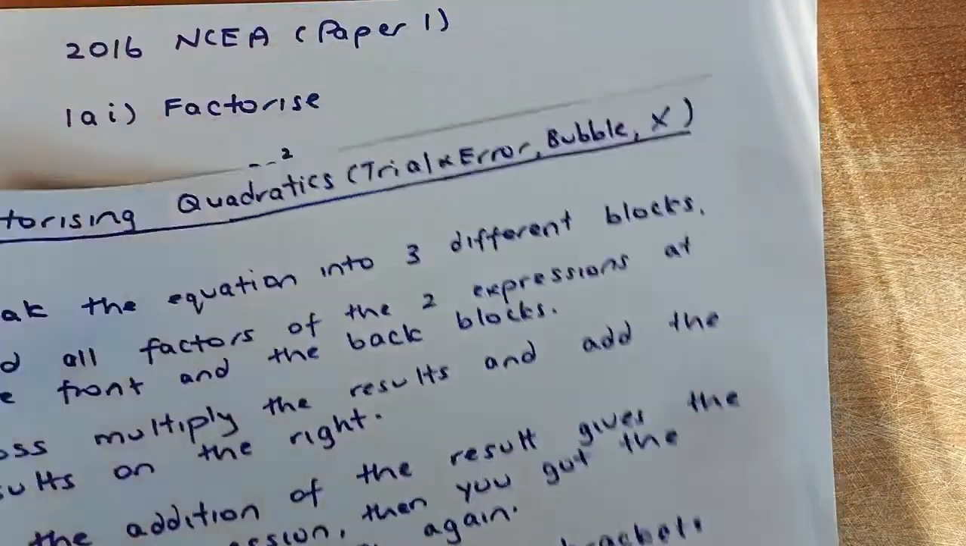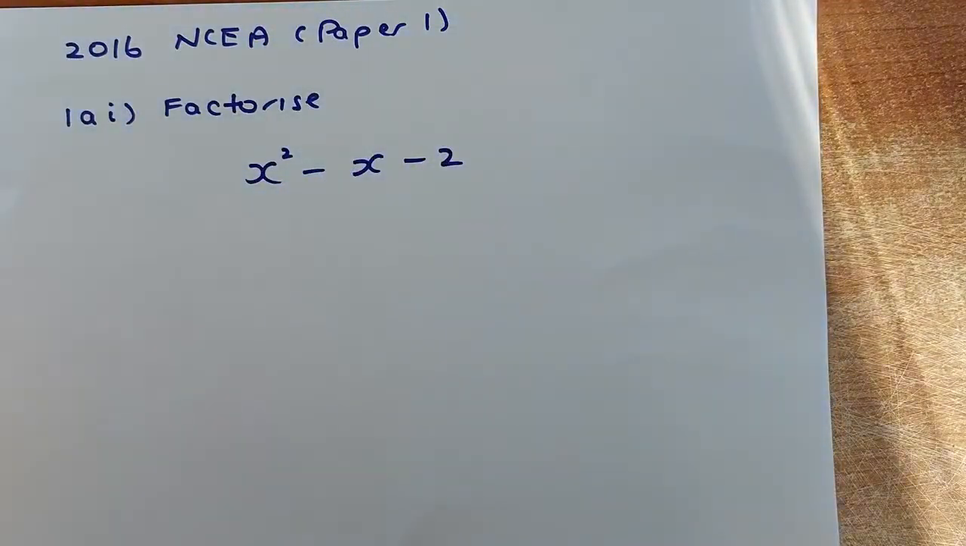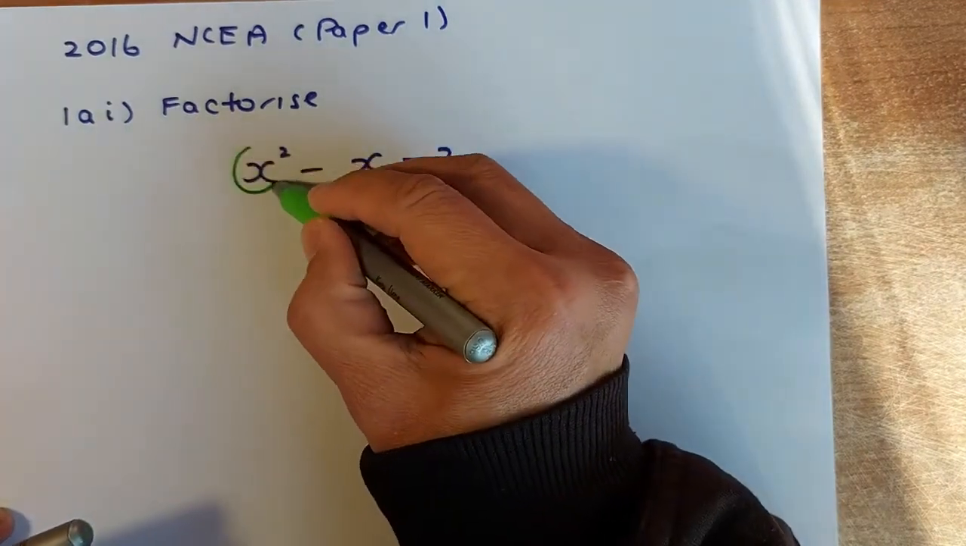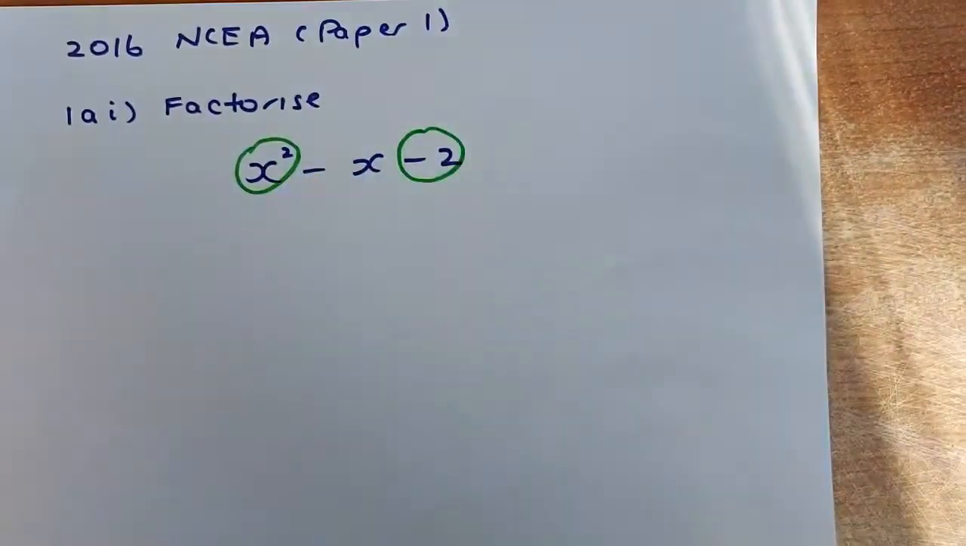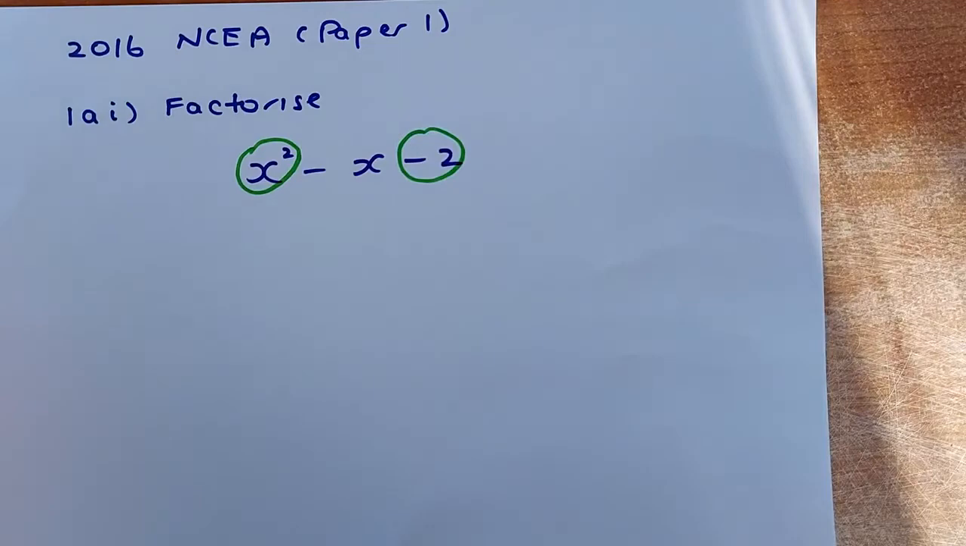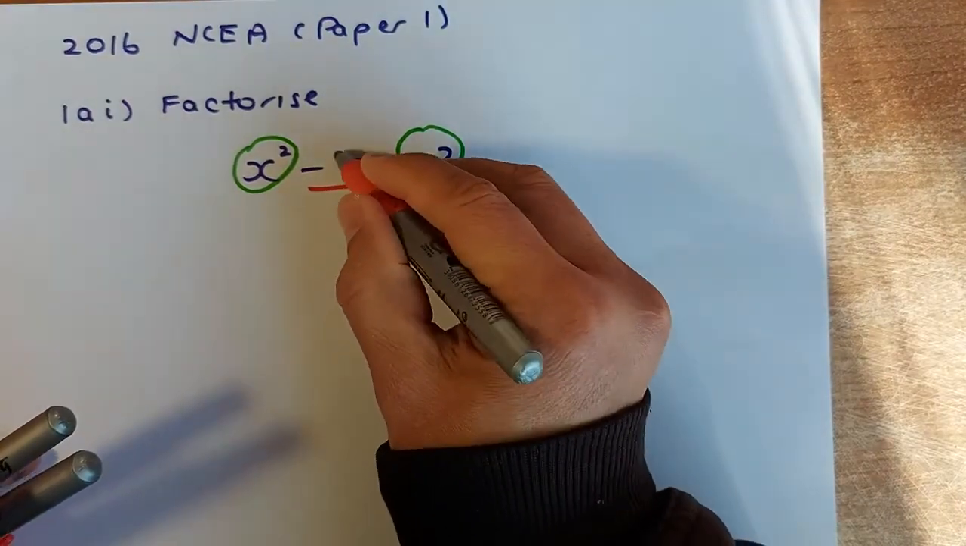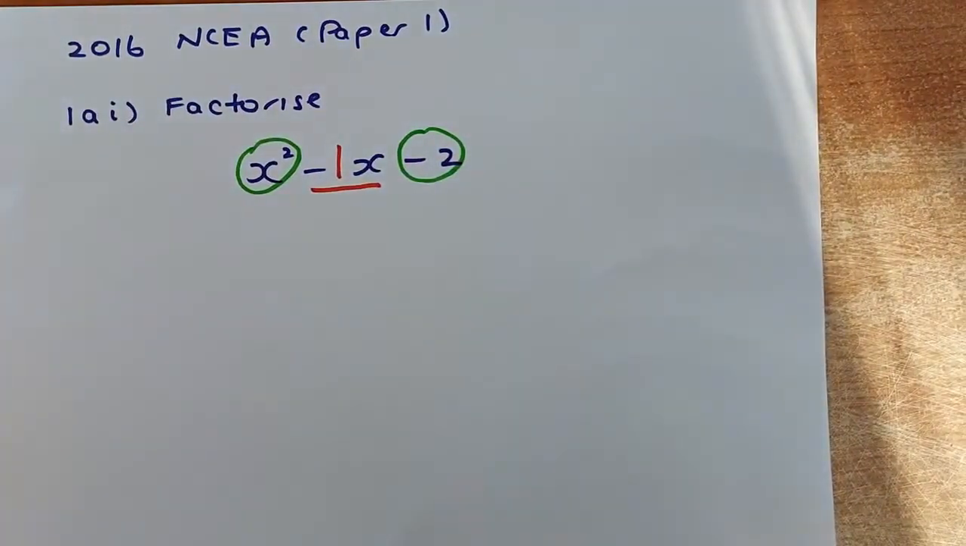We shall look at 4 examples from the NCA. The first one is from the 2016 NCA, paper 1. Okay, so step 1, you are going to make 3 different blocks. So the first block is x squared, the second one is -2, and your job is to find the middle expression. If there's no number, you have to make sure that the answer is -1.